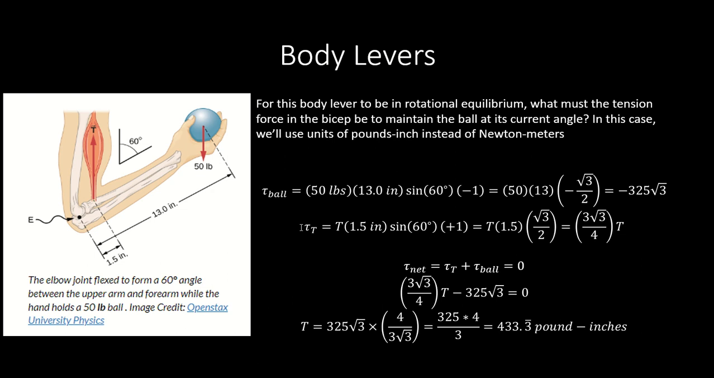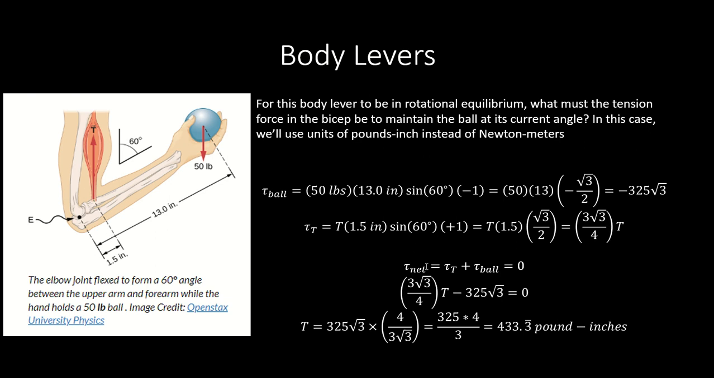Now, the torque of our tension force is going to be the tension force times the distance away it's being applied, 1.5 inches, times again its angle, sine of 60 degrees. And because this is going to be encouraging counterclockwise rotation, we'll multiply by a +1. Therefore, the tension times 1.5 times square root of 3 over 2 times +1 would be 3 square root of 3 over 4 times our tension force.